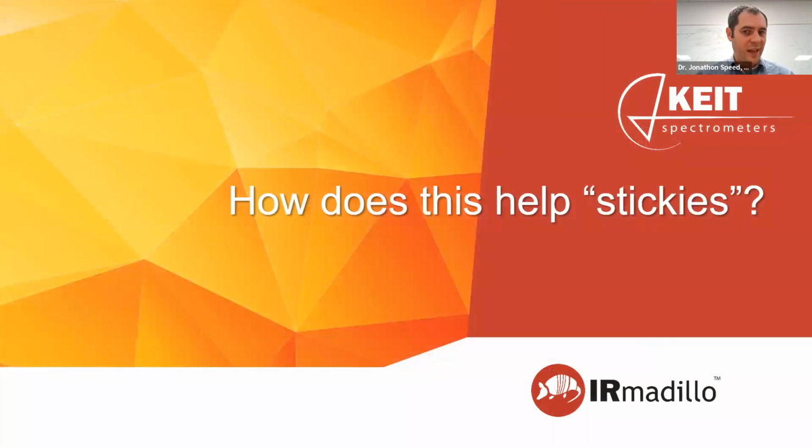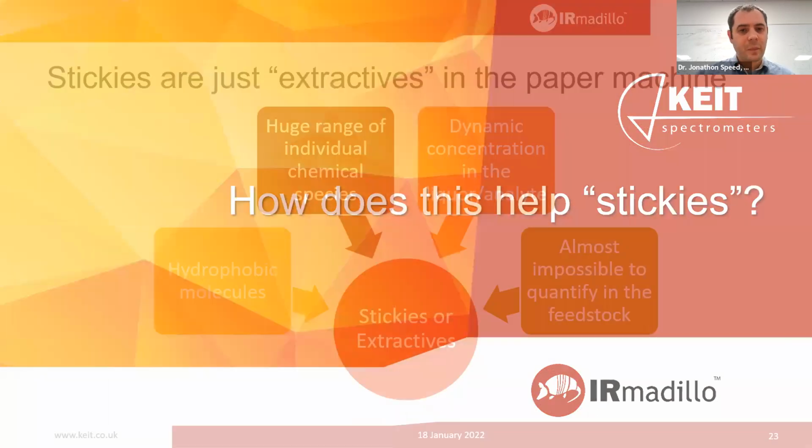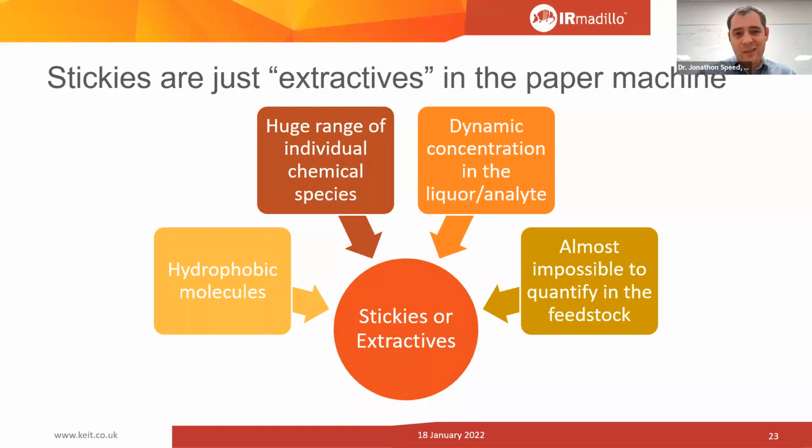So how does this actually help with stickies, which is the other thing I said that I was going to talk about today? Well, stickies are just extractives in a paper machine, really. Extractives in pulp are organic molecules that they don't really want in there, that if they end up on the fiber can cause spots and colors, or if they end up in the black liquor can be burnt when they want to extract them. They are, for the most part, hydrophobic molecules.